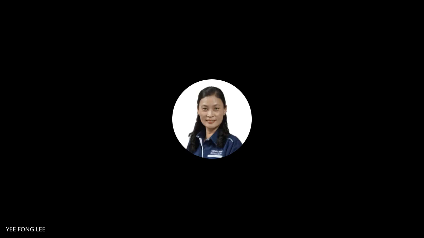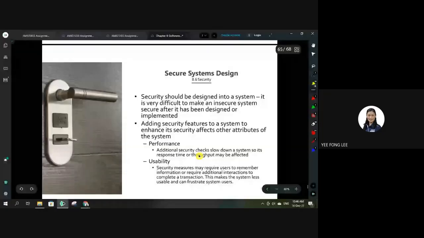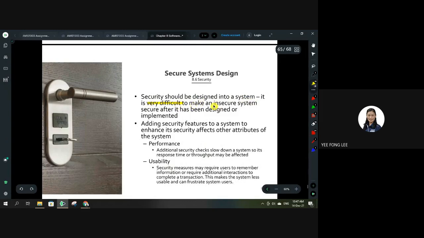65. Secure system design. Read through the content. Performance and usability are not something new. Sometimes it could be very difficult. Security should be designed into the system, but it is very difficult to make an insecure system become secure after it has been designed or implemented.